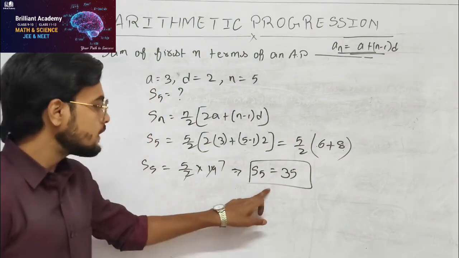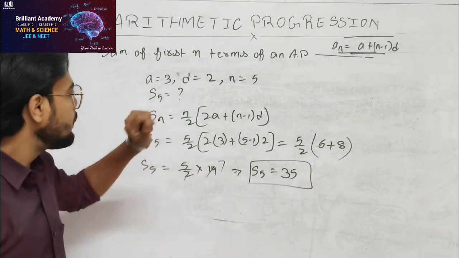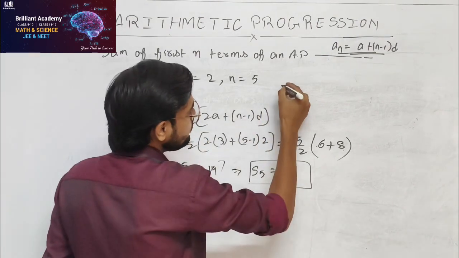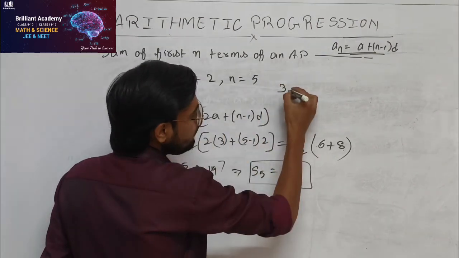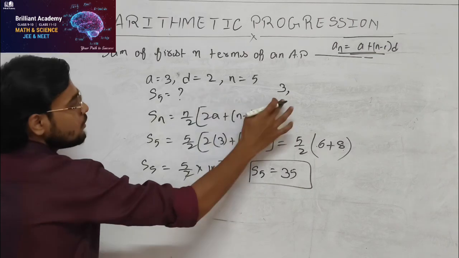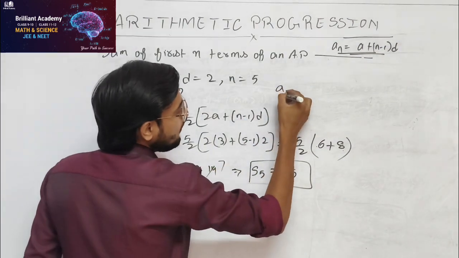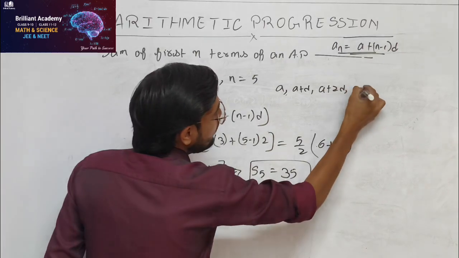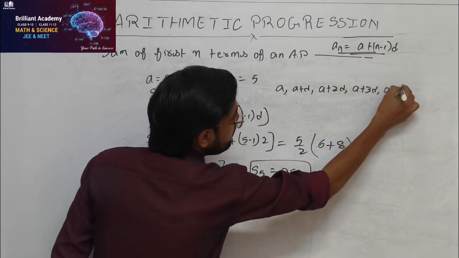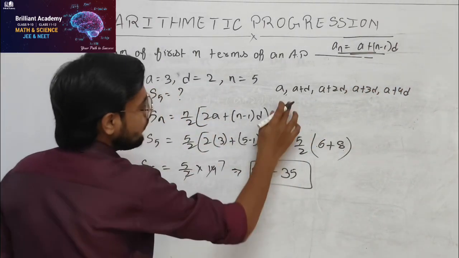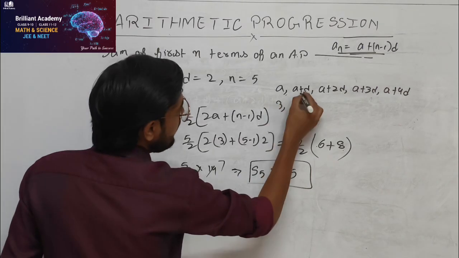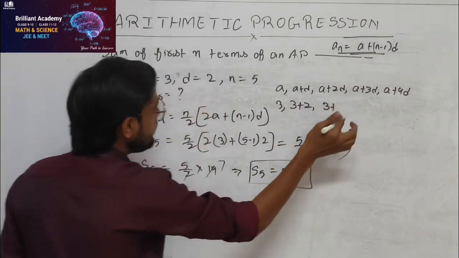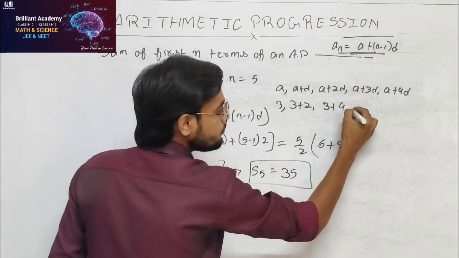Okay, let's check whether this is right or not. So this is my AP where a is 3, d is 2 and n is 5. How do I write this AP? a is 3, d is 2. So the AP is a, then a plus d, a plus 2d, a plus 3d and a plus 4d. Here a is 3, a plus d means 3 plus 2, which is 5, a plus 2d means 3 plus 2 into 2, which is 7.